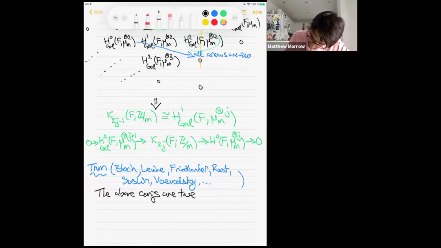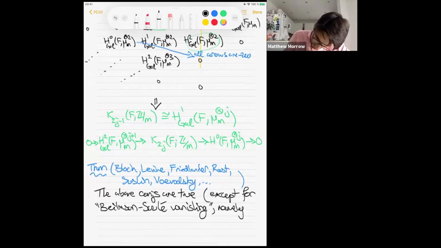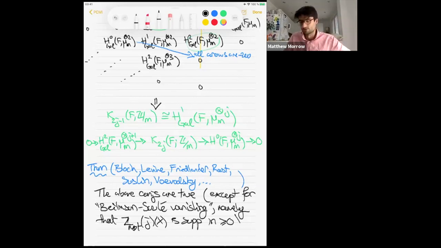Except, and it's a big except because it's a pain, except for the part that's known as Beilinson-Soulé vanishing. Namely, that these gadgets are supposed to be supported in positive degree. So as it stands, one might get negative cohomology groups, which is not very satisfactory, but we don't know better.